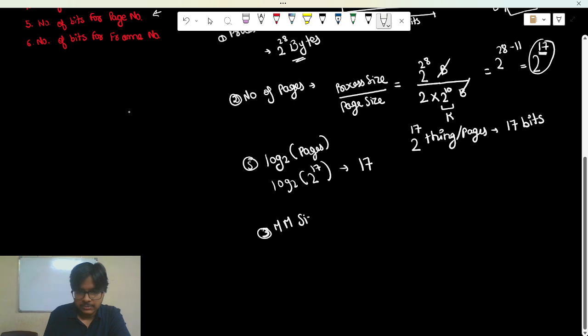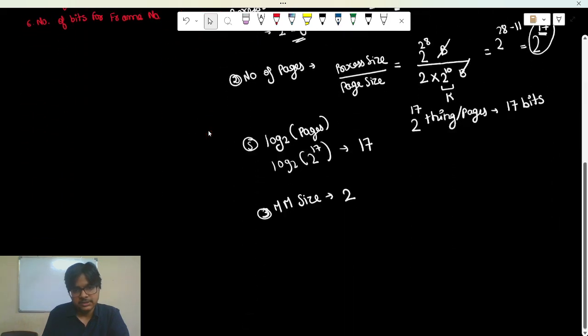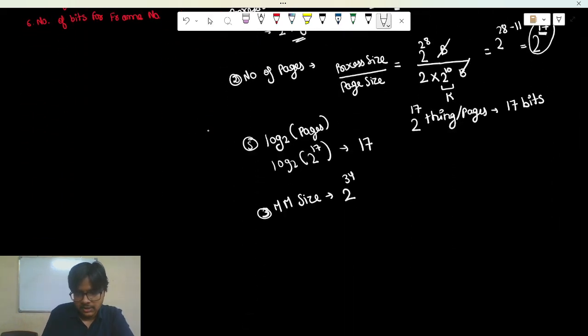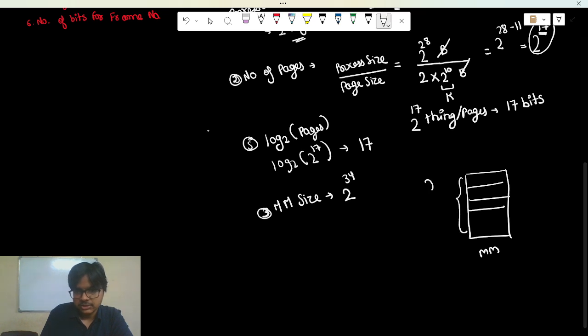Now let's go to the third part, which is main memory size. What is your main memory size? This will be 2 raised to the power of the physical address bits. How many bits would you need? 34 bits, as you can see here. Physical address requires 34 bits. So main memory size will be 2 raised to the power 34. Similarly you can visualize it. This is your main memory, and there are how many locations? These are your locations, 2 raised to the power 34 locations, and each location will have 1 byte of data. So this will become 2 raised to the power 34 bytes.